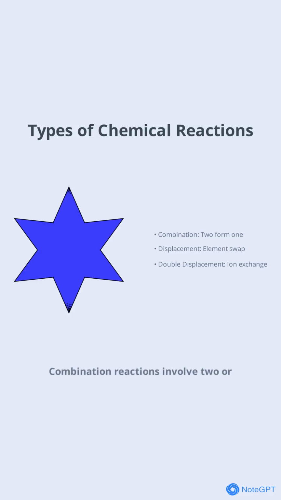Combination reactions involve two or more substances forming a single product, like CaO and CO2 combining to make CaCO3. Displacement reactions occur when a more reactive element replaces a less reactive one, such as magnesium displacing copper from copper sulfate. Double displacement reactions involve the exchange of ions between two compounds, resulting in new products. Decomposition reactions break down a compound into simpler substances, while redox reactions involve the transfer of electrons. Understanding these types helps us predict and control chemical changes.